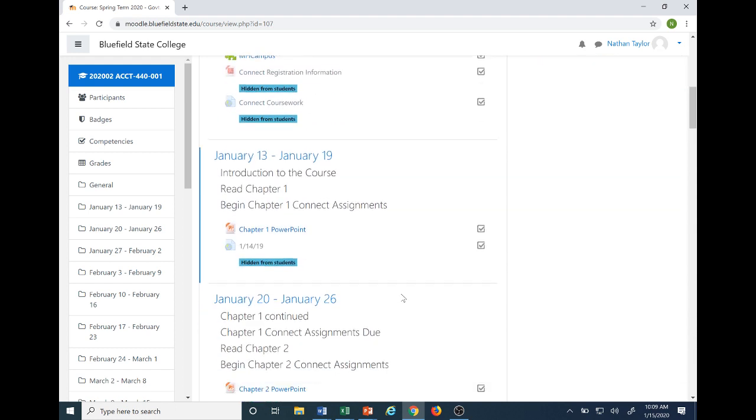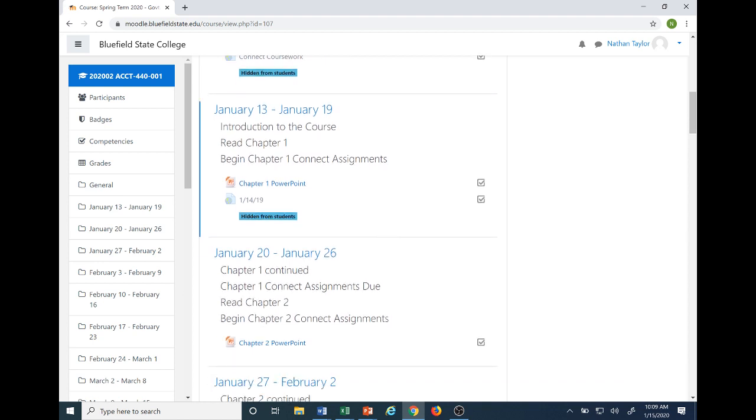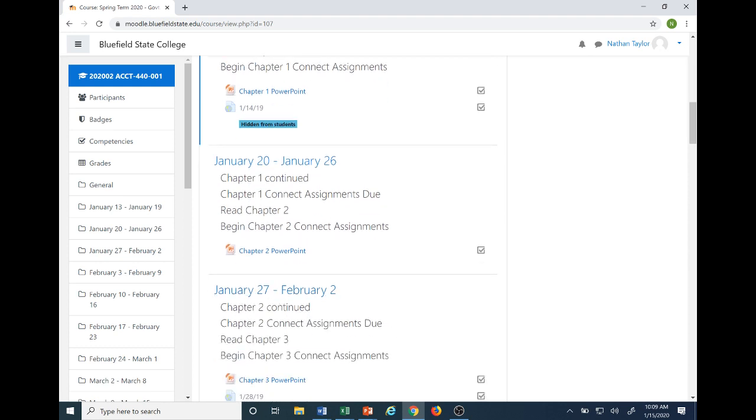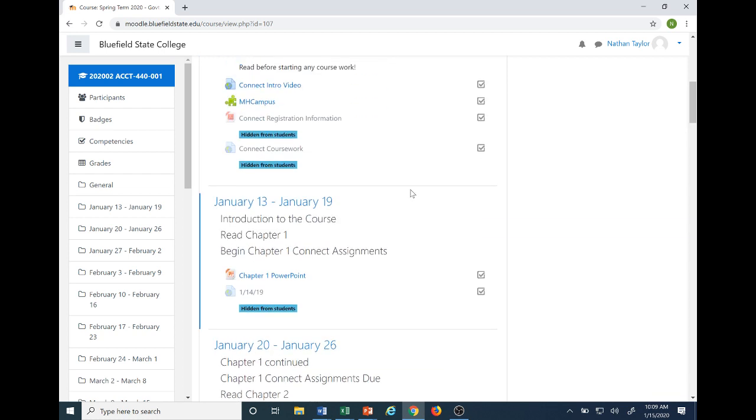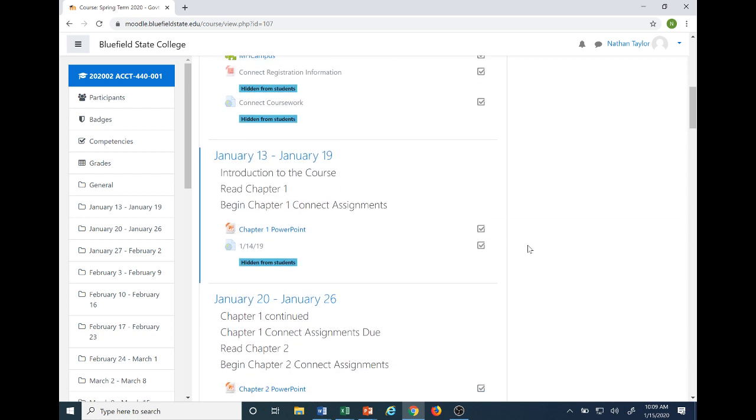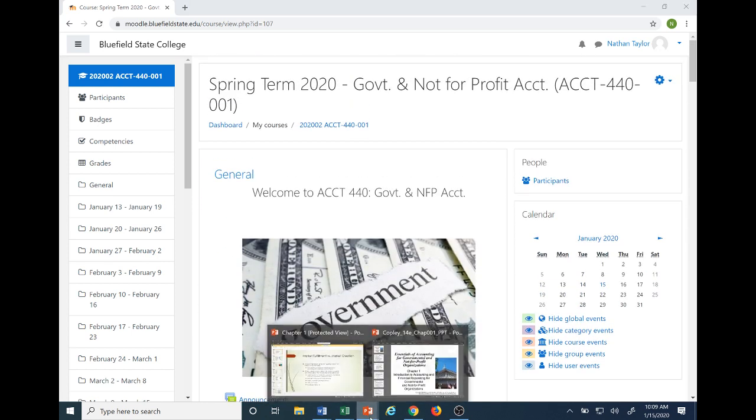Okay, so today, as I said, we're in the week of January 13th through 19th. It's the 15th. We had the introduction to the course on Monday, and a slight intro that I just went over. Now we're going to be getting into Chapter 1, and as you can see here, it says begin Chapter 1 Connect assignments. Next week, you'll see Chapter 1 continued, and the Chapter 1 Connect assignments will be due. Read Chapter 2, and then it's the same pattern moving on, just so we have an idea of how the course is going to move. With that being said, we'll go ahead and get into the content.